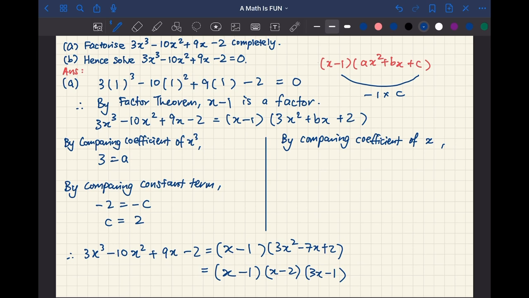Okay, and then finally, in order for us to figure out the value of b, we're going to have to do a bit more work. I'm going to be comparing the coefficient of x. We could also compare the coefficient of x squared, right? But here, I choose to compare the coefficient of x. So first of all, let's figure out how we can obtain the x term. There are two ways here. First of all, x can be multiplied with the constant term, and then negative 1 can be multiplied with the bx over there.